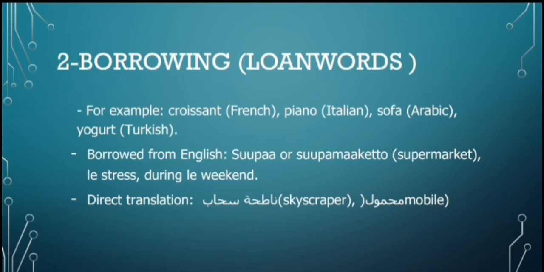And we've also got some borrowed words from English, such as supa makito, which is Japanese, from the English word supermarket. Also le stress, or le weekend, which is French, also from English words. We've also got the direct translation, also known as the calque, which is the direct translation of the elements of a word into the borrowing language, such as ناطحة سحاب, which is directly translated as skyscraper, also mahmoul, which is mobile. So this is borrowing, or loan words.